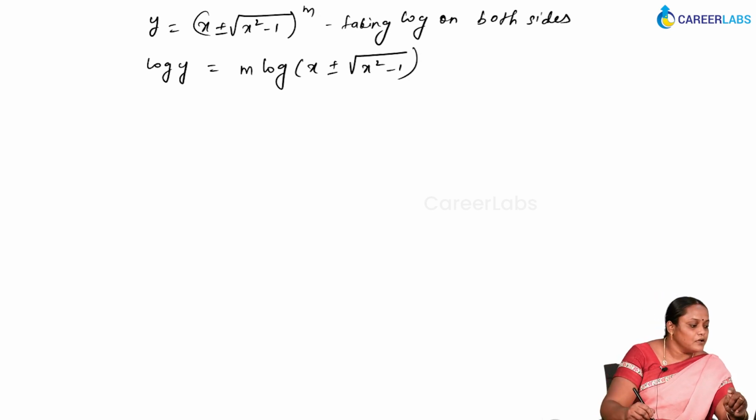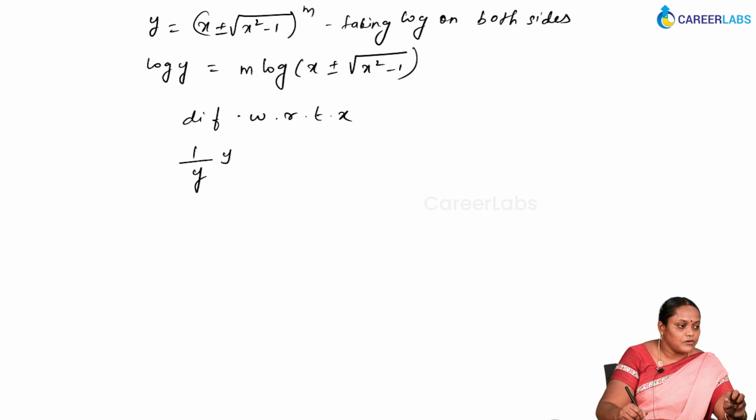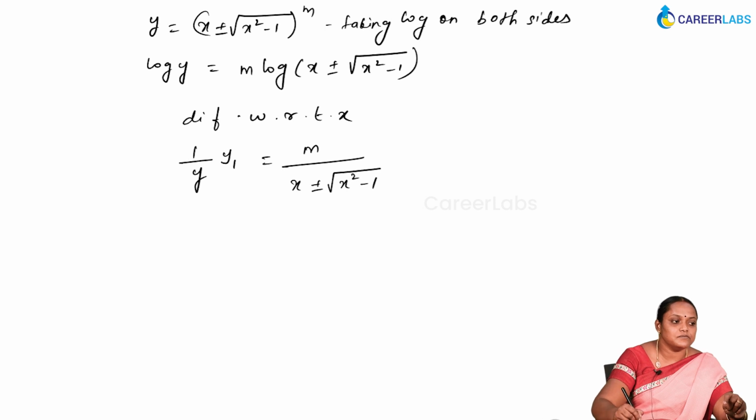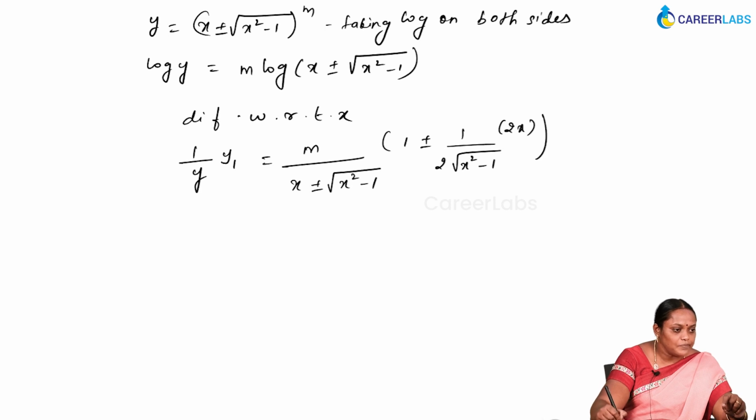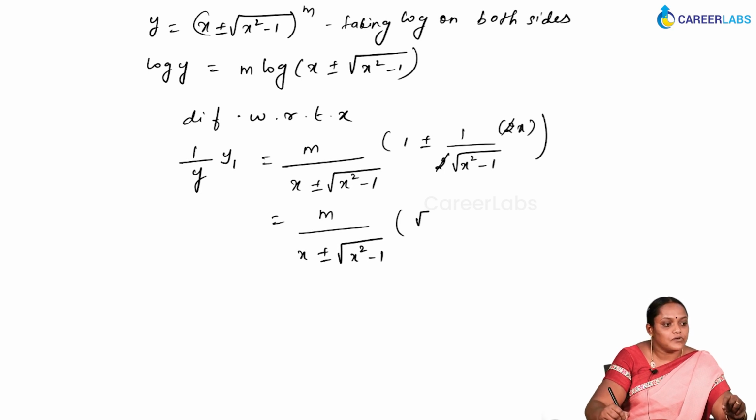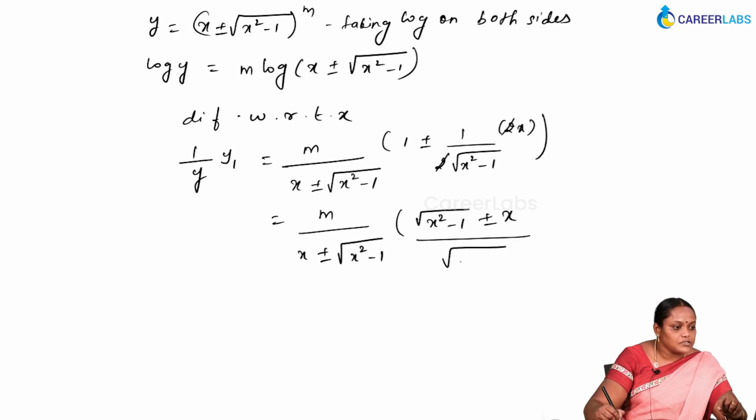So we have got an expression with respect to y and x. So now we are going to differentiate this with respect to x. When you differentiate with respect to x, for log y it is 1 by y, for y it is dy by dx, that is nothing but y1, which is equal to m by x plus or minus square root of x square minus 1, and the differentiation for the term inside the bracket will be 1 plus or minus 1 by 2 times square root of x square minus 1, and for x square minus 1 it is 2x. Okay, so 2 will get cancelled in this term. So this will be m by x plus or minus square root of x square minus 1 times of, when you take the LCM, this is going to be square root of x square minus 1 plus or minus x divided by square root of x square minus 1.